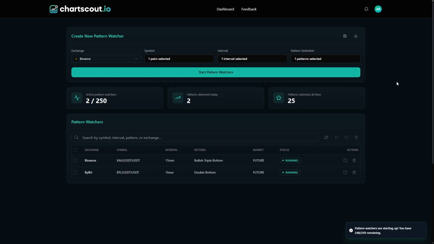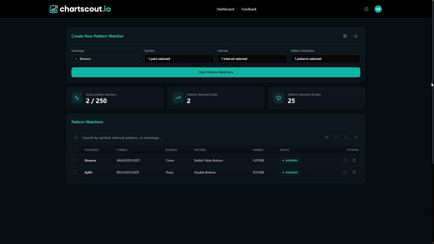And there it is, running in the same table as my Bitcoin watcher, one dashboard, one workflow. No switching between tools or subscriptions based on what you are watching. That is actually a big deal in practice.